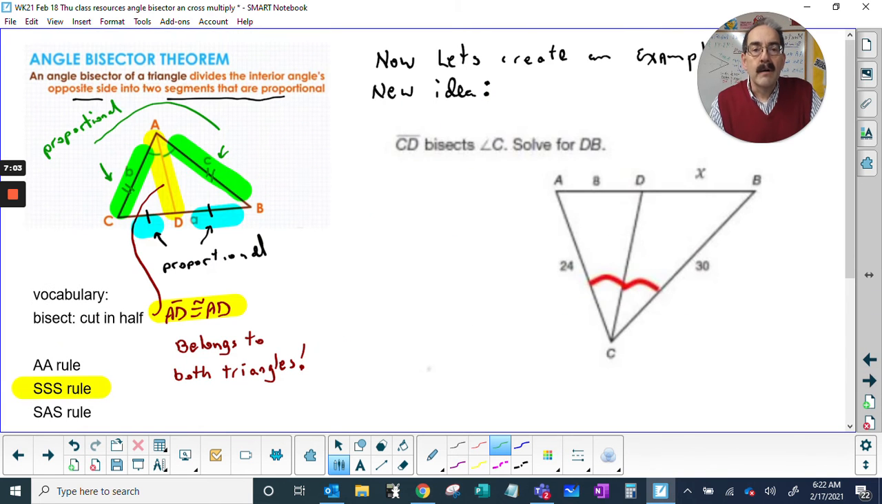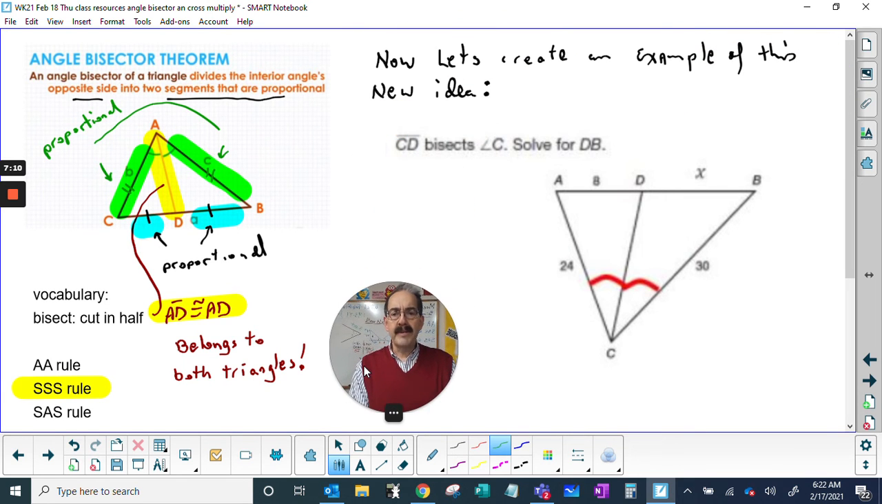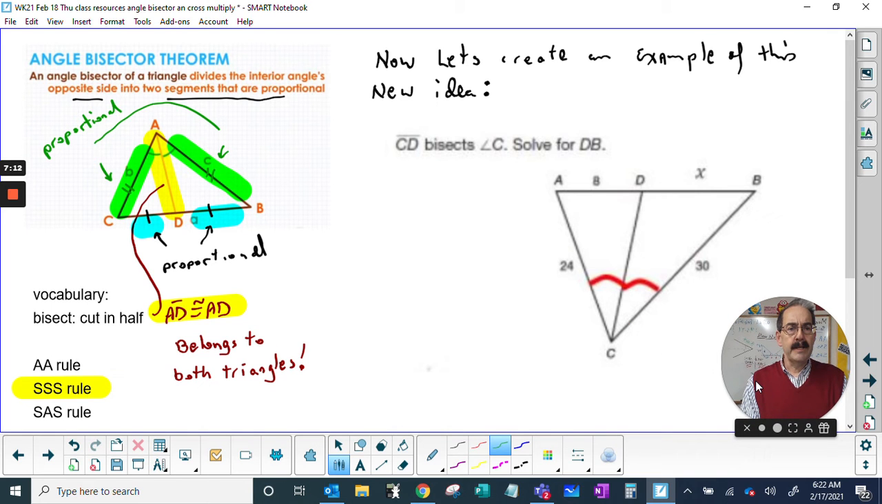All right. So, let's try an example here. Okay? And let's move me. Move me. Get out of here, Monty. All right. Let's create an example of this new idea. Now, I've got one for the video. We bisected it, and we have a 24 and an 8, a 30 and an X. So the idea is, once we know we bisected it, we have proportional and proportional, or proportional and proportional. Let's try it.